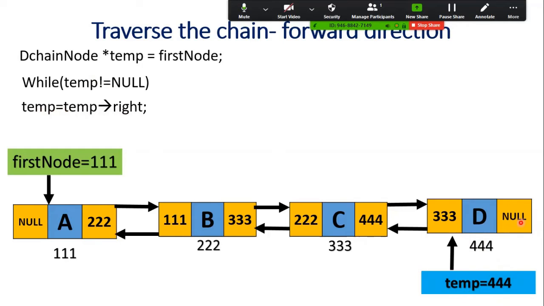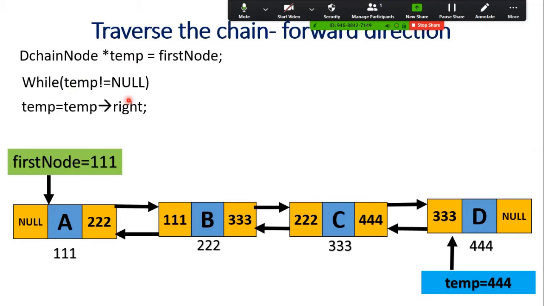Once temp becomes null, it checks the while, and it will exit from the while. This is how we can traverse the nodes in a doubly linked list chain in the forward direction. So this is a simple code. As I said, I can traverse the nodes in a chain in the forward direction as well as in the reverse direction.